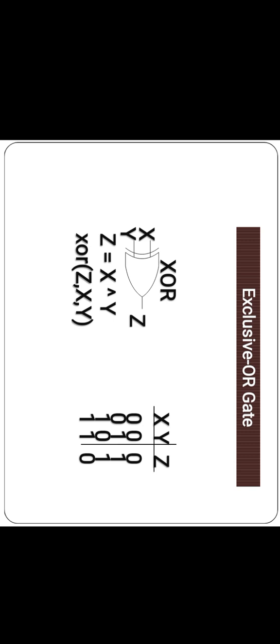For XOR gate, when there is an odd number of ones in the inputs, the output is 1. For 0 0, there is no 1, so the output is 0. For 0 1, there is an odd number of 1, so the output is 1. For 1 0, there is an odd number of 1, so the output is 1. For 1 1, there is an even number of ones, so the output is 0.